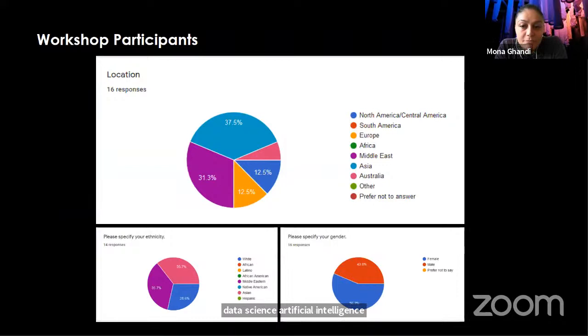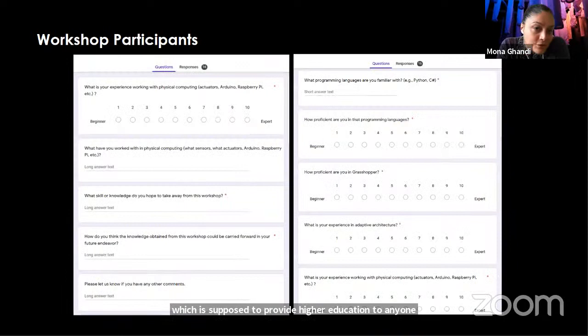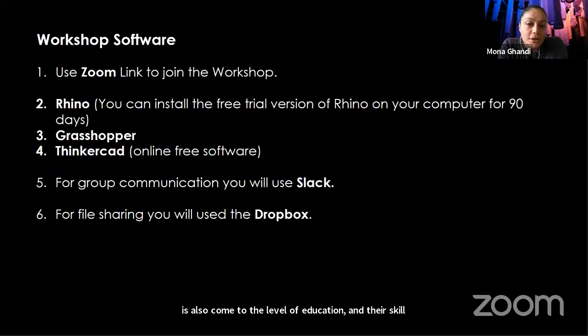We made a survey before our workshop started to have a better understanding of our participants and their expertise, preferences, and expectations. As you can see here, we had a pretty diverse workshop from all around the world, with equal gender participation and different ethnicities. The workshop was well aligned with the purpose of this event, Inclusive Futures, which is supposed to provide higher education to anyone all around the world. And through the survey, we also see how diversity extends to the level of education and the skill sets in our participants and in our workshop team.